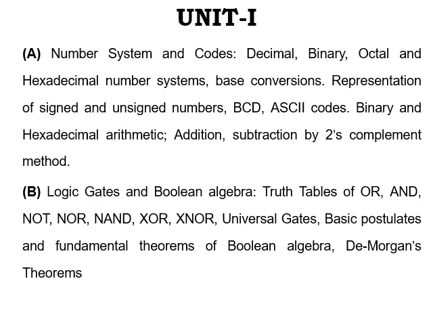In B section, we are going to discuss logic gates and Boolean algebra, truth table of OR, AND, NOT, NOR, NAND, XOR, XNOR, universal gates, basic postulates and fundamental theorems of Boolean algebra, and then De Morgan's theorem.